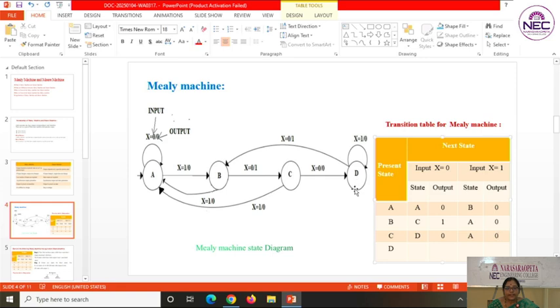Finally, state D. In state D, if the input x is equal to 0, state D goes to state B. The output is 1. In state D, if the input x is equal to 1, state D goes to the same state. The output is 0. This is the transition table of the Mealy machine for the given state diagram.